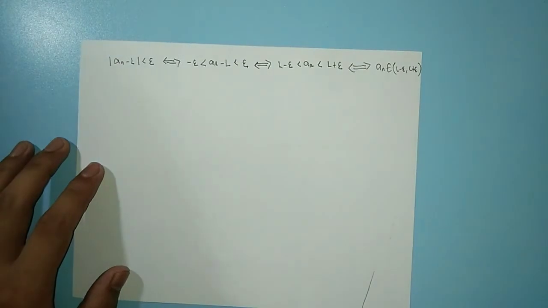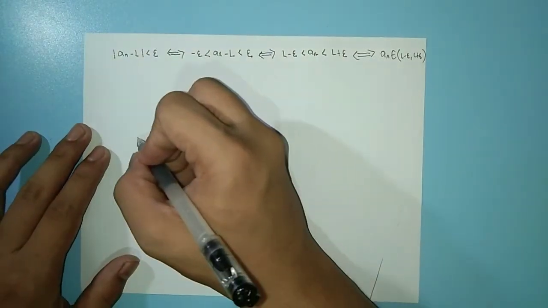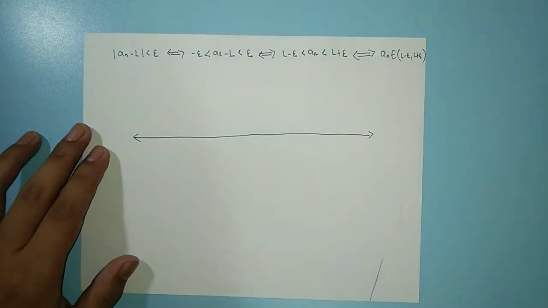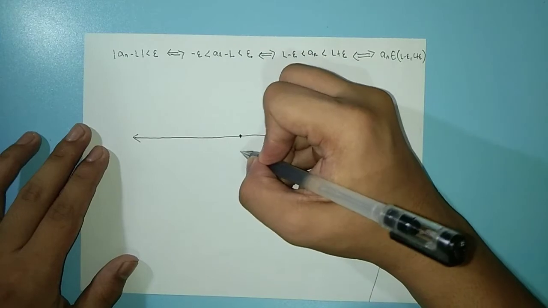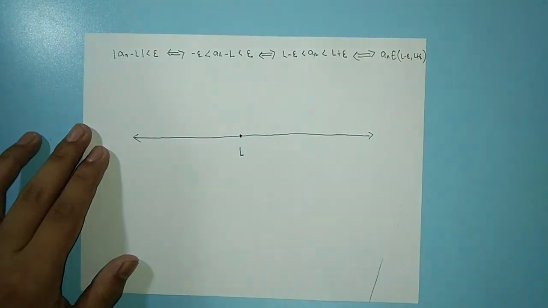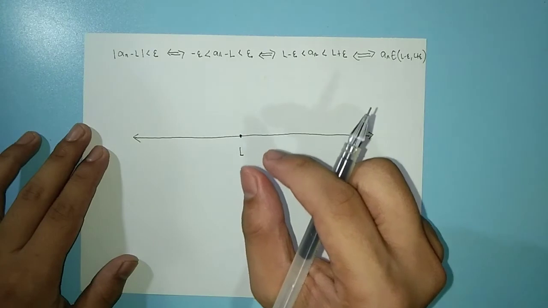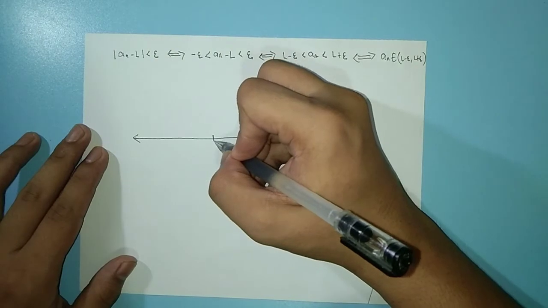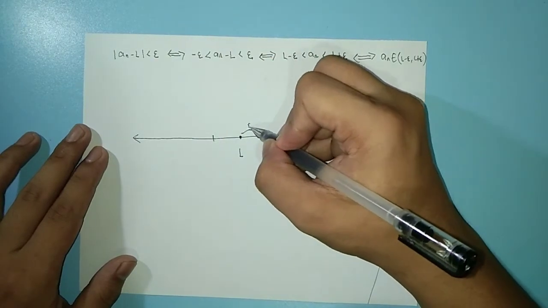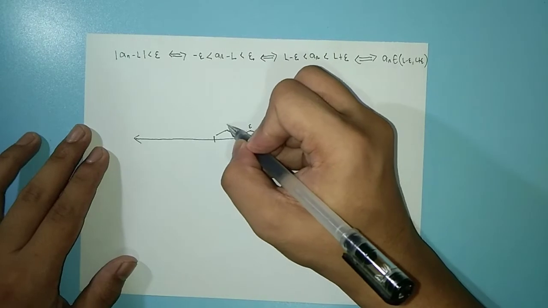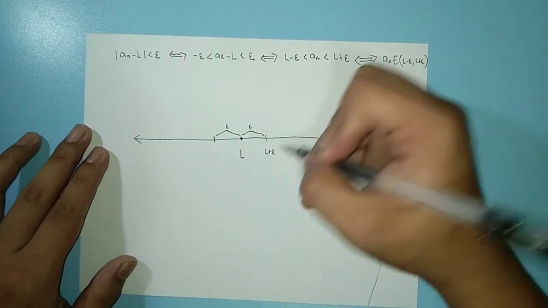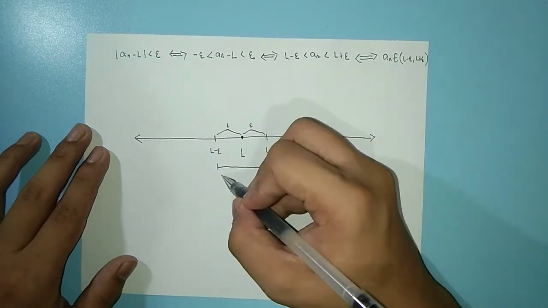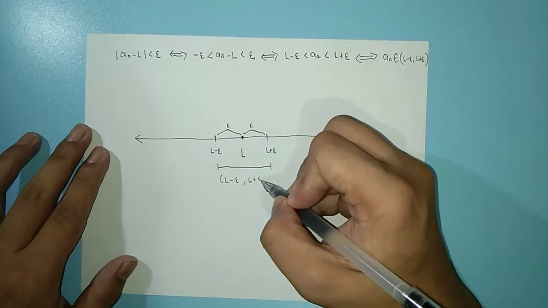Okay? Now, let's say we have a number line here. Okay? Then, let's say we have a point L. If we choose an epsilon, any epsilon, let's say here, we set an epsilon. So, this is epsilon. This is epsilon. So, this means this is L plus epsilon, and this is L minus epsilon. So, here, we formed the interval (L minus epsilon, L plus epsilon).